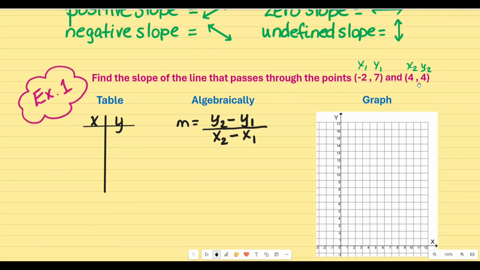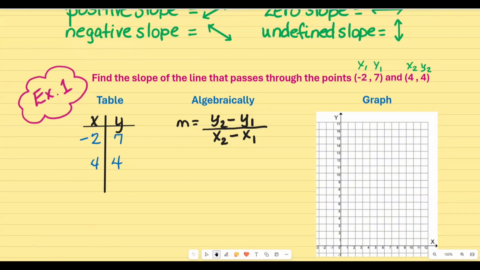Now, if your teacher or your directions do not explicitly state which method you have to use, I'm giving you an option of 3. So for my table, I want to go ahead and for my x column, put in my x numbers, and then for my y column, put in my y's, but they have to go with the right pair. So for the first one, I have -2, 7, and 4, 4.